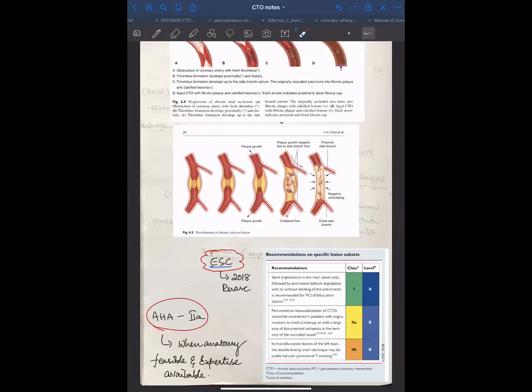So the recommendations: where do we stand with percutaneous intervention of CTOs? AHA doesn't specifically mention anything, but one of the recent expert consensus documents says that when anatomy is feasible and adequate expertise is available, it is a two-way indication to revascularize. And ESC, in its 2018 revascularization guidelines, has mentioned that if there is angina resistant to medical therapy and a large area of documented ischemia, then one could attempt revascularization of a CTO vessel.